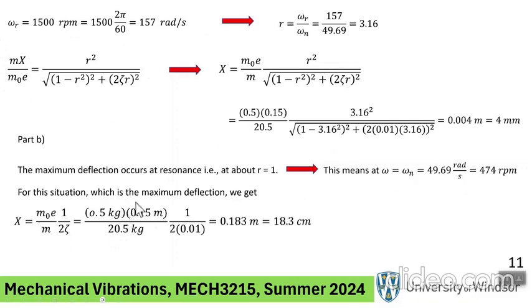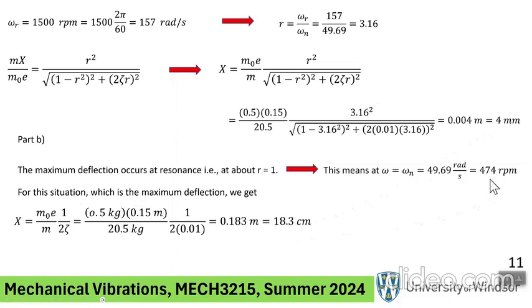There we are. When R is equal to 1, this expression simplifies. You get 1 over 2 zeta. And the value of X, just plug it in. You're going to get 18.3 centimeters. It went from 4 millimeter at 1500 RPM to 18.3 centimeter at 474 RPM.